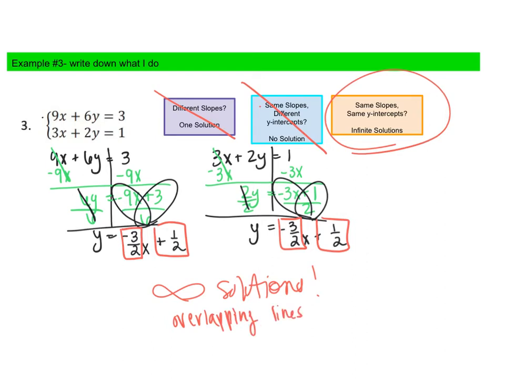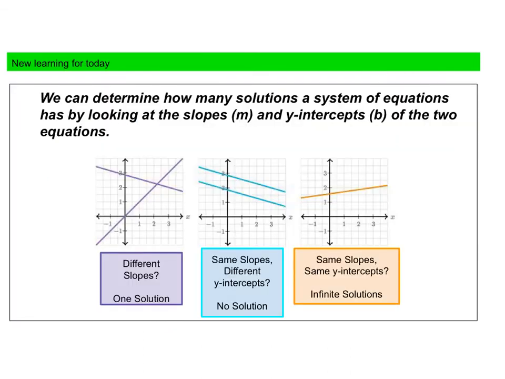Okay, and we're done with example 3. All right, just to reiterate our new learning for today, we can look at our equations when our system is written in slope-intercept form, and we can just tell, okay, are these lines going to cross? Are they never going to cross? Or are they overlapping? Are they having one solution, no solution, or infinite solutions? So that is what we're doing today.